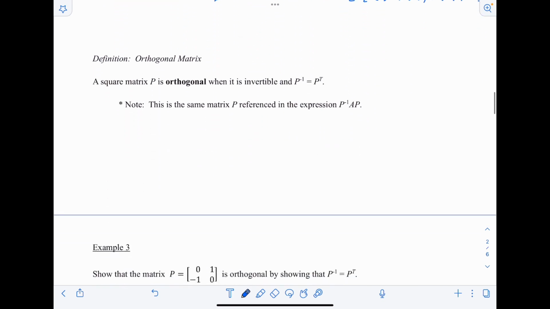And let's go on to the definition of an orthogonal matrix. So we've talked about symmetric matrices. Now let's talk about orthogonal matrices. We've talked about orthogonal vectors before, so that may sound familiar, but now we're obviously dealing with matrices. So it says a square matrix P. That's the same P in the formula down here, the P inverse AP. That square matrix P is orthogonal when it is invertible and its inverse is equal to its transpose. Okay, so its inverse is equal to its transpose, then it is orthogonal.